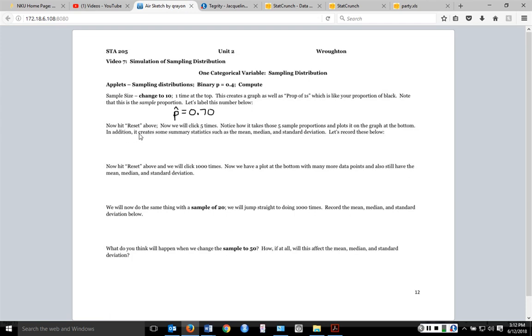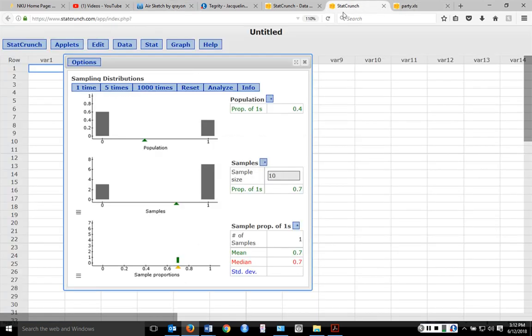Now as it says, I'm going to hit the reset above, and now I'm going to click 5 times instead. So up here is reset, and I'm going to click 5 times. Now what this is going to do is the exact same thing it just did, but 5 separate times. The good news is we also get to see it in action.